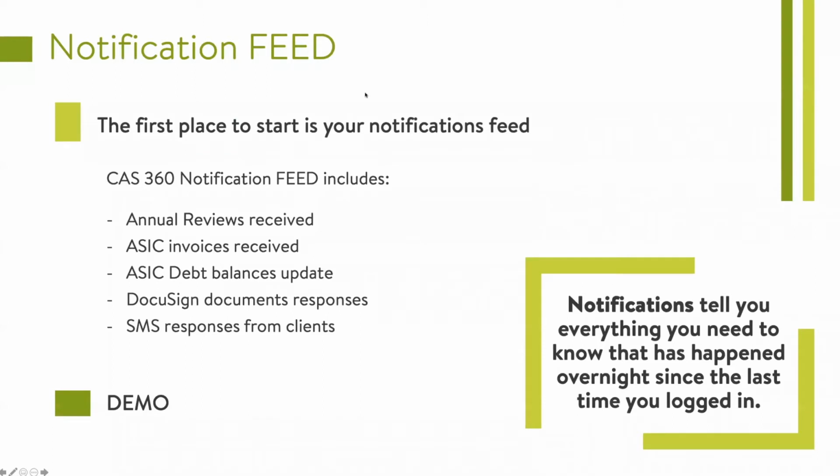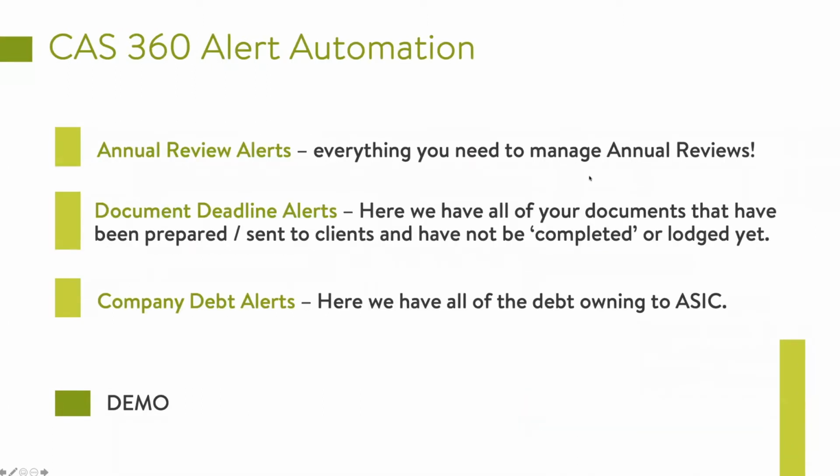And the next feature I'm going to focus on here is all about the alerts and the automation that happens with the alerts. So for those of you that have used CAS 360 for a while now, you will probably know that the alerts are very powerful, but you probably know exactly how they work. But for those of you that are new to CAS 360, this is a really good place to start using these automation features and to maybe ditch the spreadsheet.